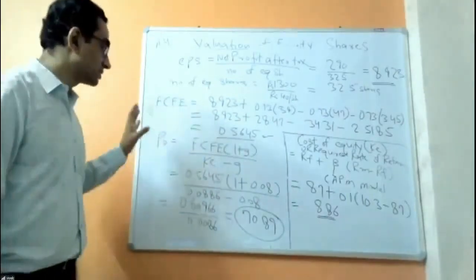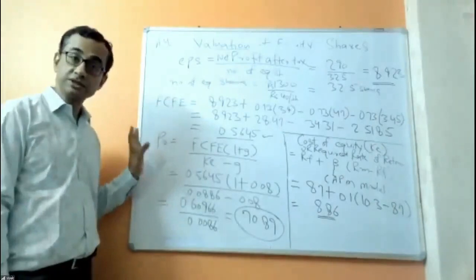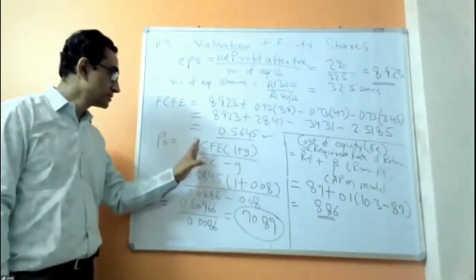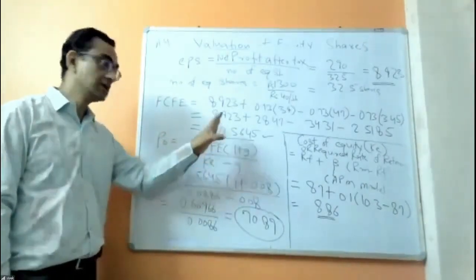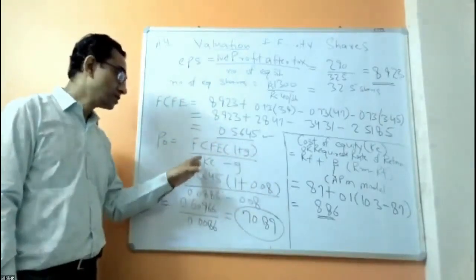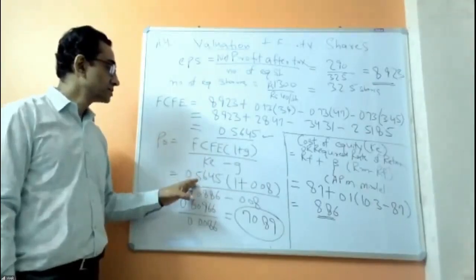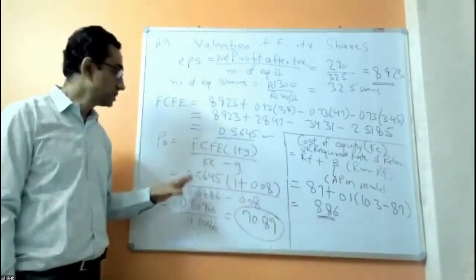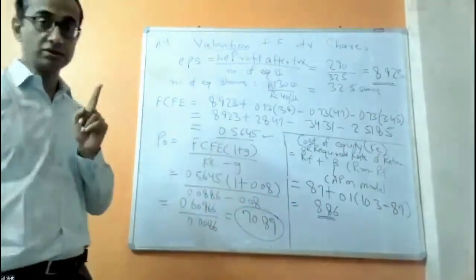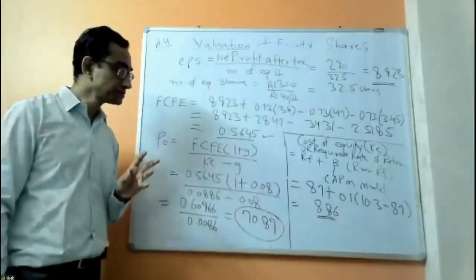Now, once we got the free cash flow to equity, we have to calculate the present value also. So, free cash flow to equity, FCFE, multiplied by the growth rate divided by cost of equity minus the growth rate. FCFE, we have got, growth rate is given in the question, but cost of equity is not given in the question. Cost of equity, you have to calculate it.